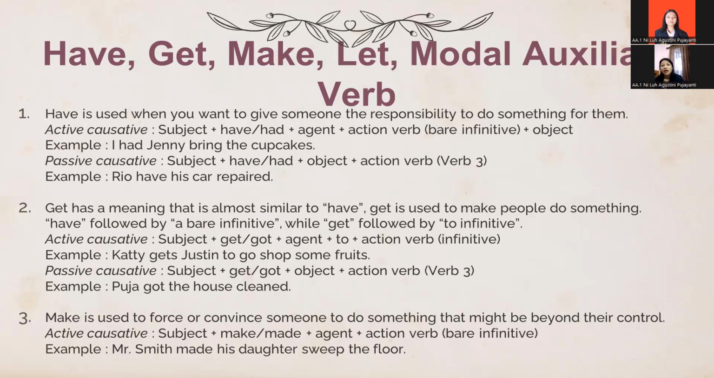And then make. When we use the causative verb make, it's usually when we want to force or convince someone to do something that might be beyond their control. So in active voice, the formula is subject, make or made, plus agent, plus action verb or bare infinitive. So here is the example, Mr. Smith made his daughter sweep the floor. In the sentence, the subject is Mr. Smith, where he orders his daughter to sweep the floor. This activity is included in force because the child inevitably has to do what Mr. Smith asks.